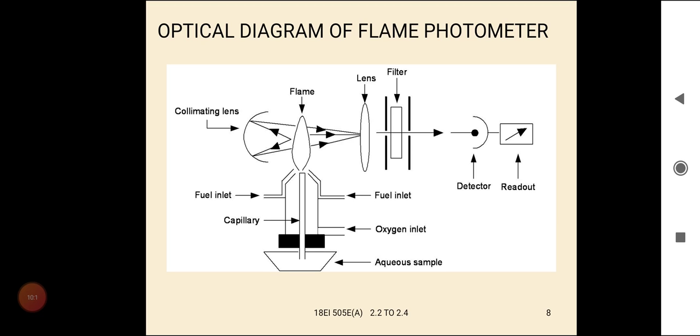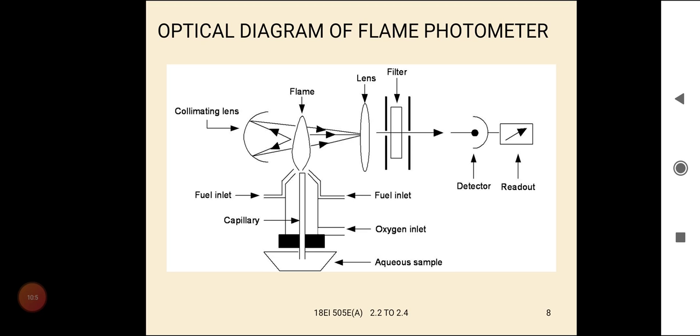When atoms are excited in the flame, they are excited from lower energy level to higher energy level. The higher energy level is an unstable state. It falls to lower energy level or former energy level by releasing an amount of electromagnetic radiation. This electromagnetic radiation, due to the atoms burning in the flame, will be collected by using the collimating lens.